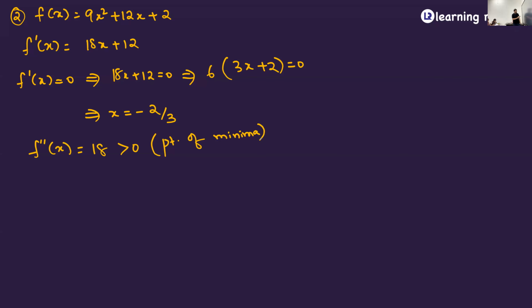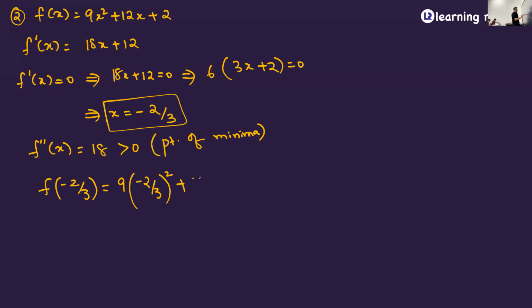How do you find the value? F of, how much should I substitute? Minus 2 by 3, not 18. When you take this minus 2 by 3 and substitute it here in the question, you get 9 into minus 2 by 3 the whole square plus 12 into minus 2 by 3 plus 2.